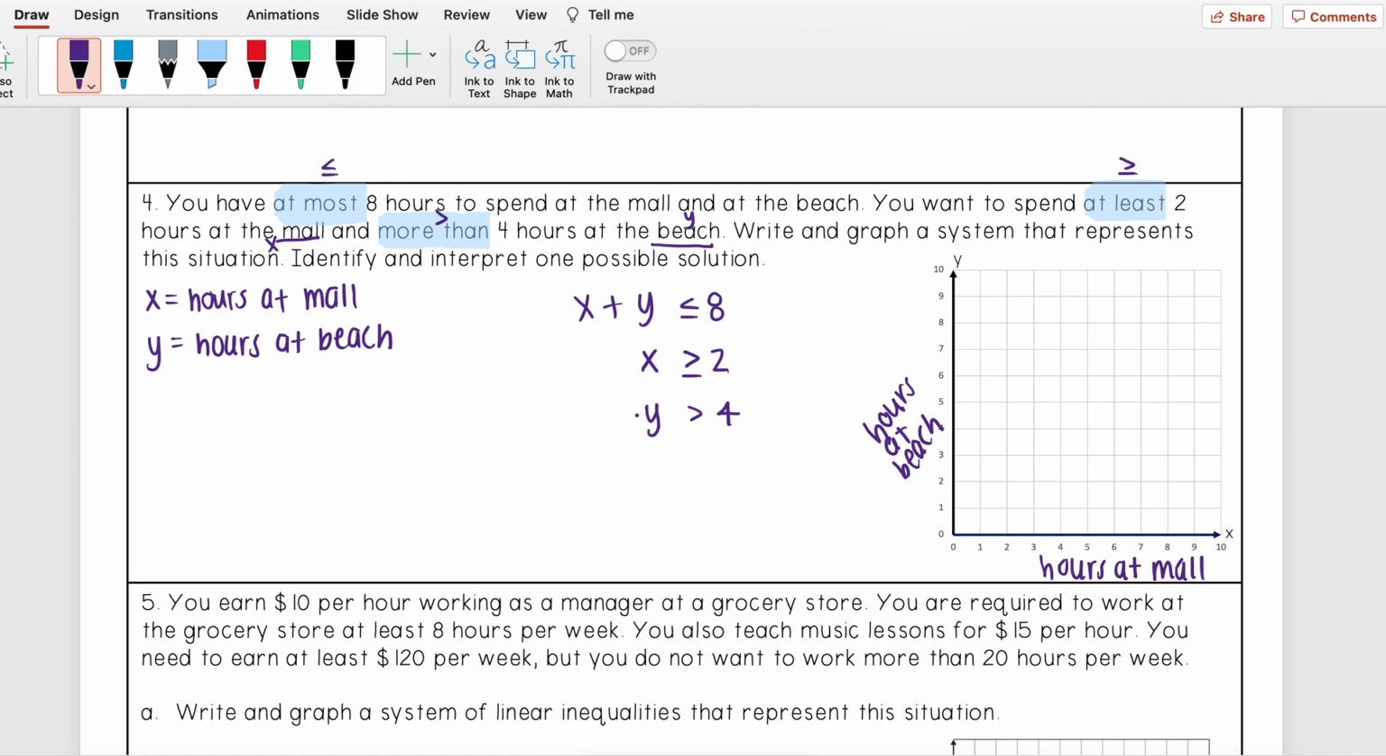I'm going to start with the bottom. So I have y is greater than 4. Remember that y, so that's horizontal. So I want to go to 4, and I'm going to draw a horizontal line. Since this one's strictly greater than, that's going to be a dashed line. And now when I'm shading this, I want everything bigger than 4, so I'm going to have my shading go everything above.